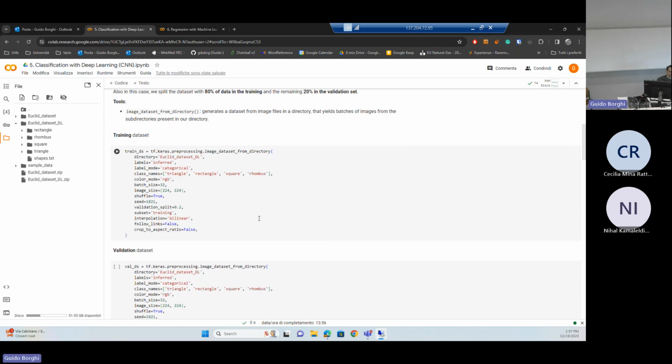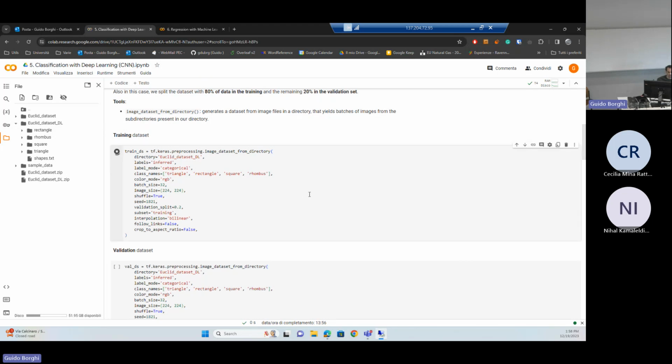Here we have the batch size. Remember that is the size of the images that we process in parallel in the same iteration. Here I specify the image size 224 times 224. And also I have specified that I want to shuffle images of my folders. And then it's important to say that here the subset is the training and the validation split is 0.2.